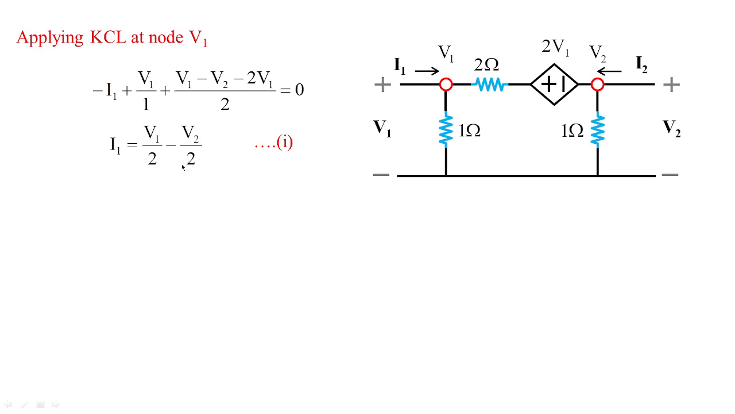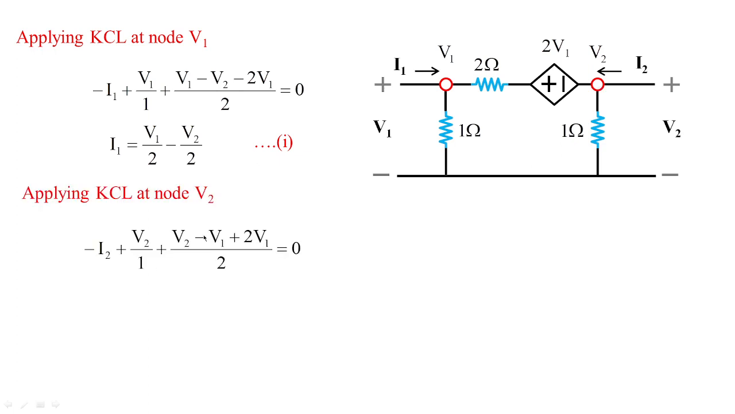Okay. Similarly, I am going to take the another node V2 and I am going to employ the KCL at this particular node. So when you're going to apply KCL at node 2, you're going to get minus I2 plus V2 by 1. This is the current over this branch. Then you have V2 minus V1 plus 2V1 all divided by 2 equivalent to 0, such that we can get the value of I2, it is equivalent to V1 by 2 plus 3V2 by 2, and this in terms of Roman letters I have created equation 2.